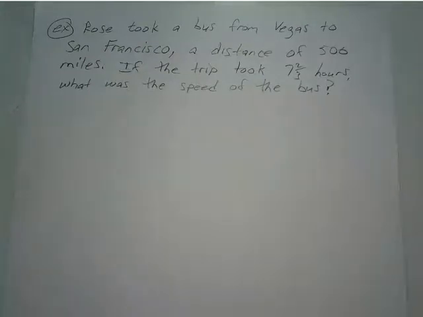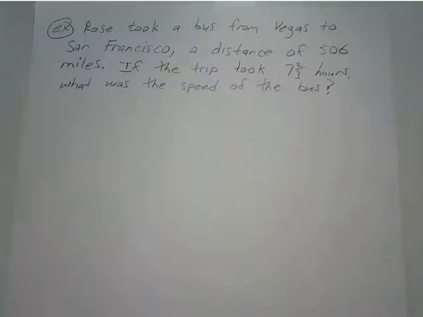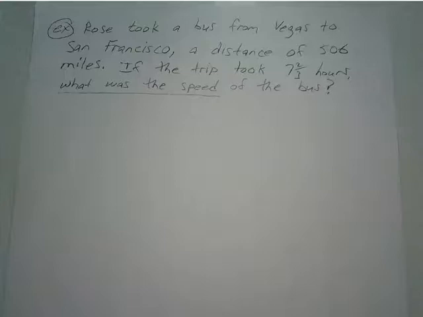Okay, so Rose took a bus from Vegas to San Francisco. And we know that's a distance of 506 miles. Sorry about that. If the trip took 7 2/3 hours, what was the speed of the bus? Okay, so whenever you see what was the speed, they're asking us to solve for the rate.